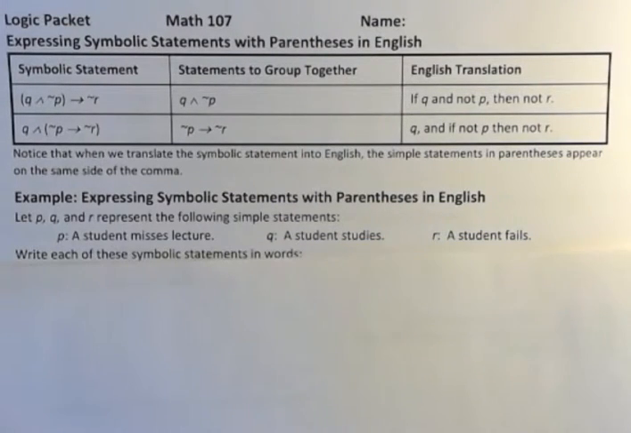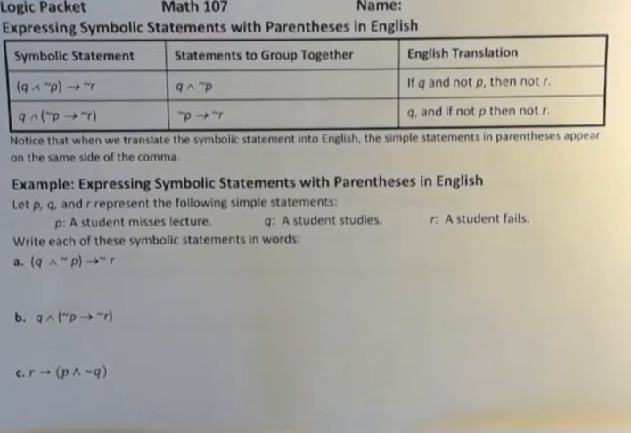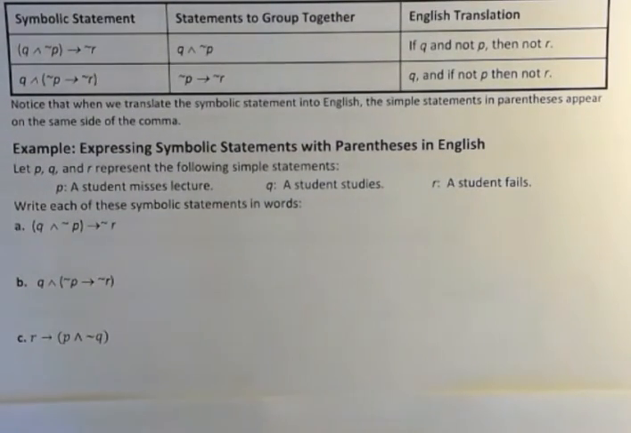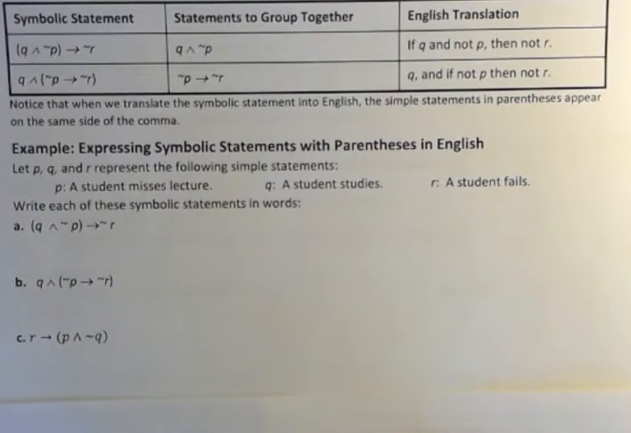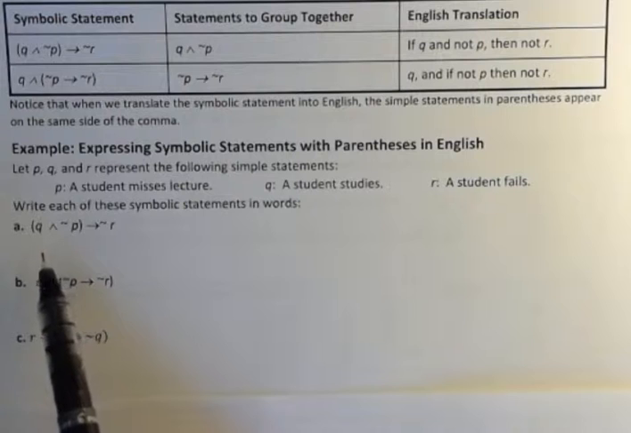So notice that it's helpful too to look at the commas. When we put the commas in English, it separates the simple statements from the parentheses. Okay, so for example, here are my three statements. A student misses lectures, P. Q is a student studies, and R is a student fails. So we want to look at these in symbols and say, what does this actually mean?